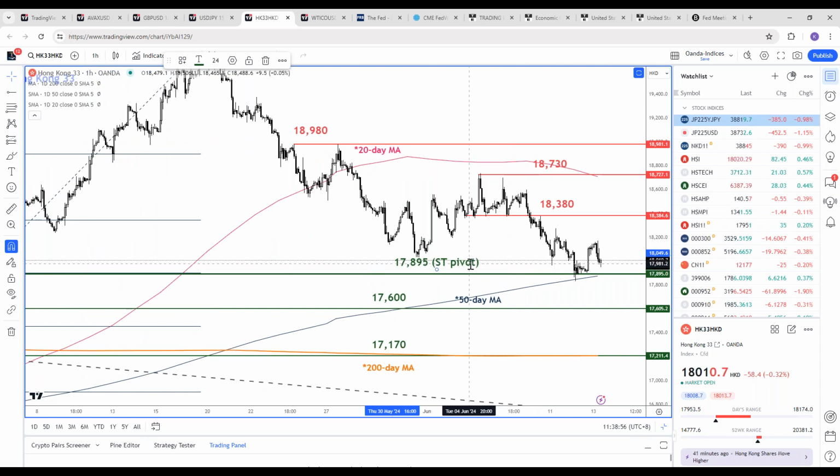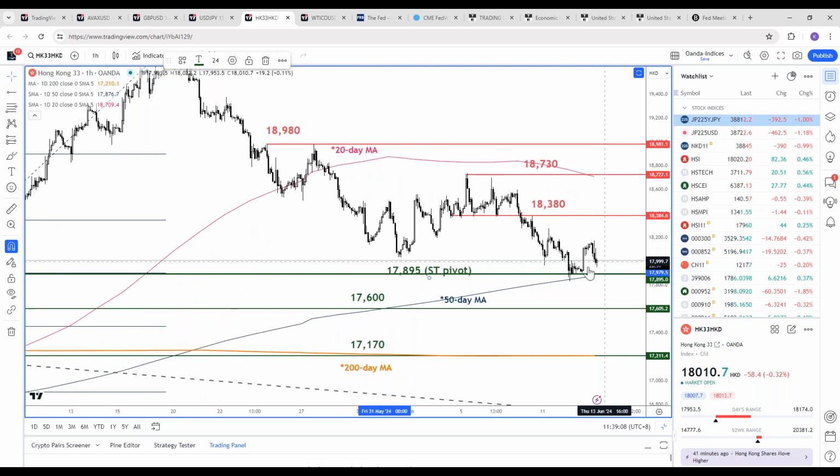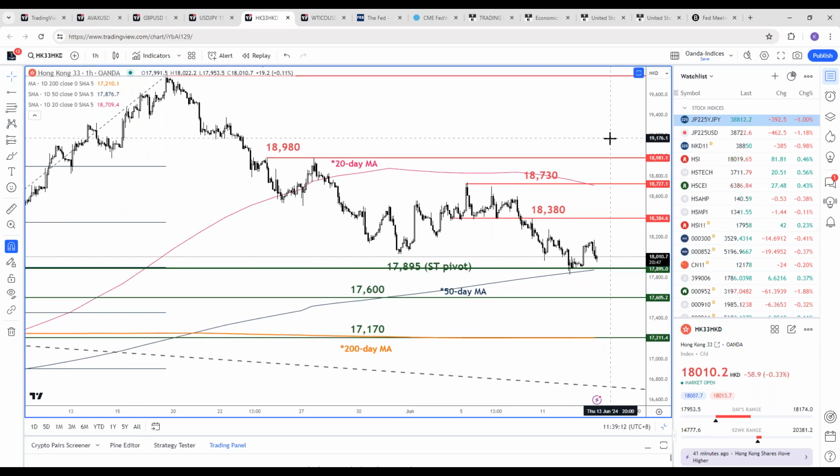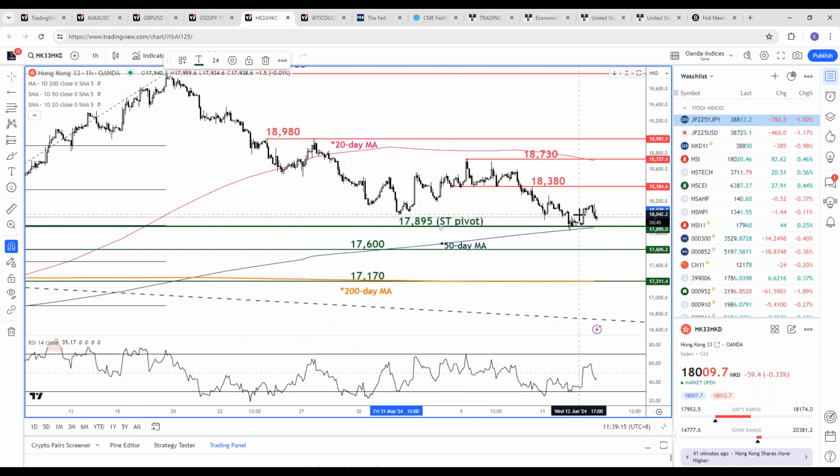So for sure, this 17,895 seems to indeed be a pivotal support level that managed to induce some form of bullish pressure coming into the Hong Kong 33 index. So 17,895 will still be our short-term pivotal support for today to maintain that short-term intraday bullish bias. The near-term resistance to watch will be at 18,380. Only a breakout above this level exposes 18,730, which has confluence with the 20-day moving average acting as a resistance.